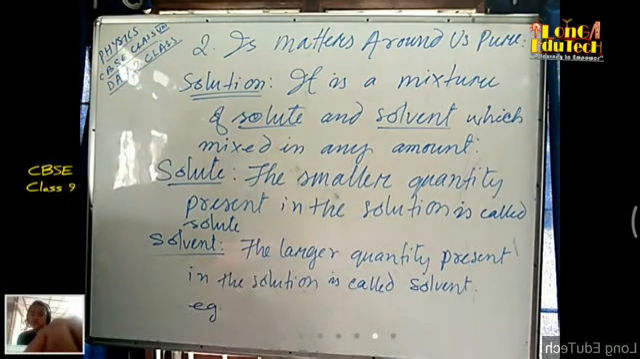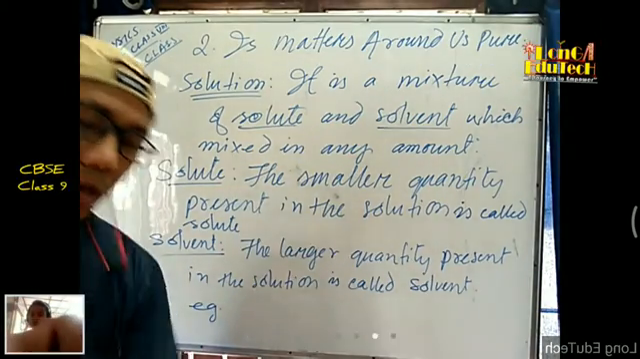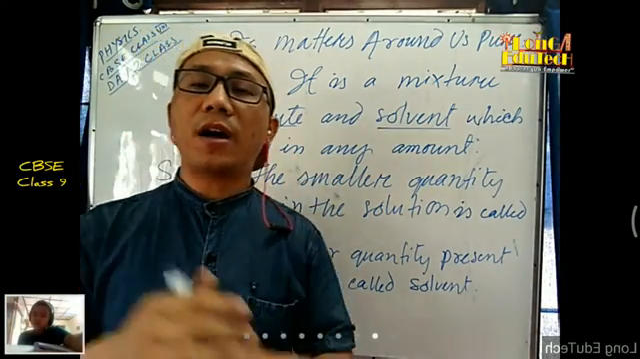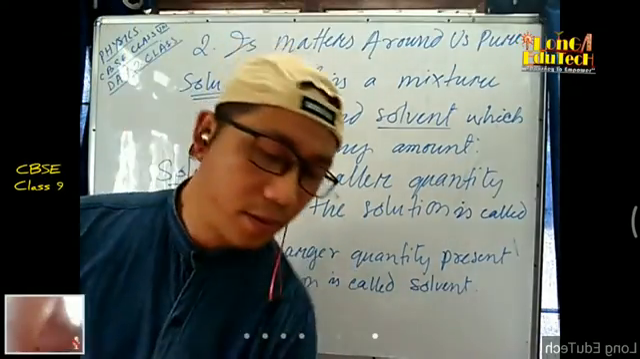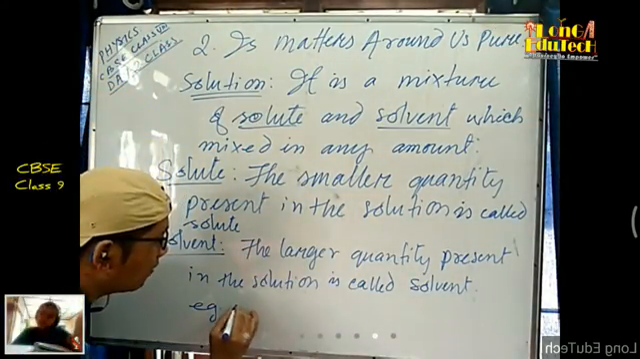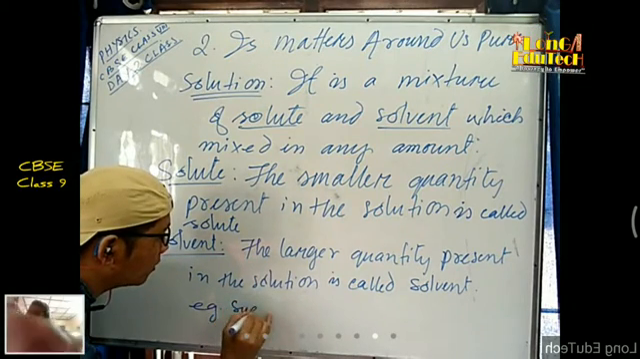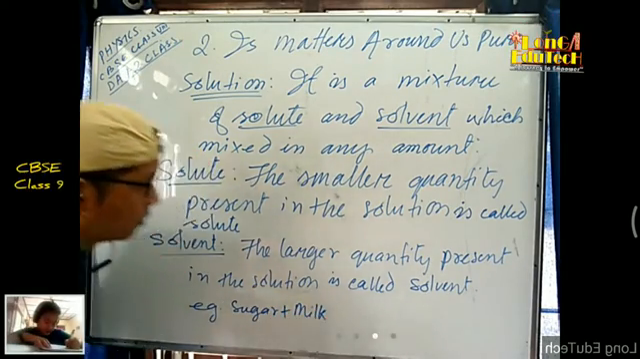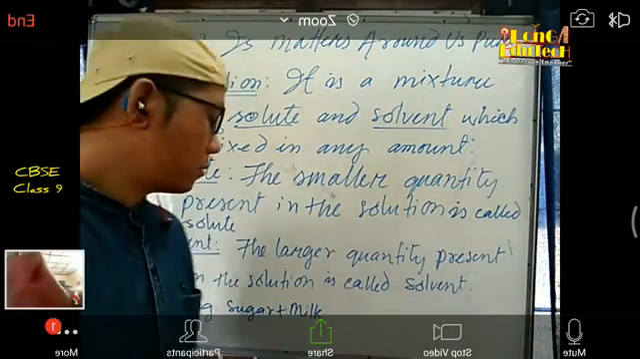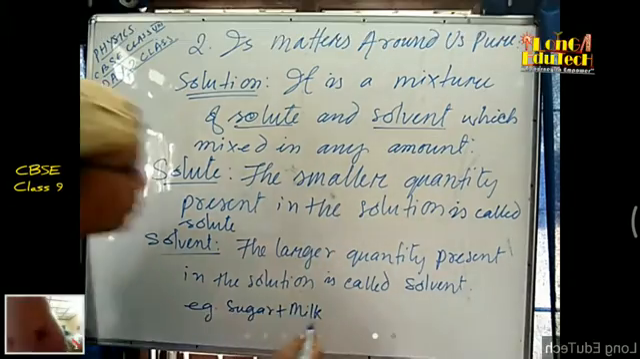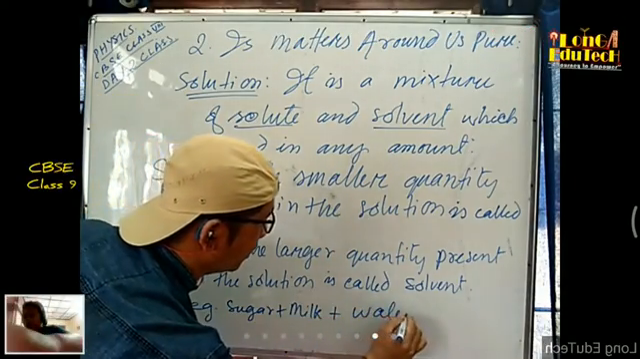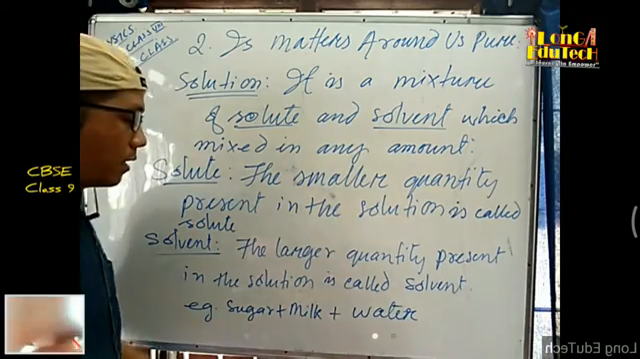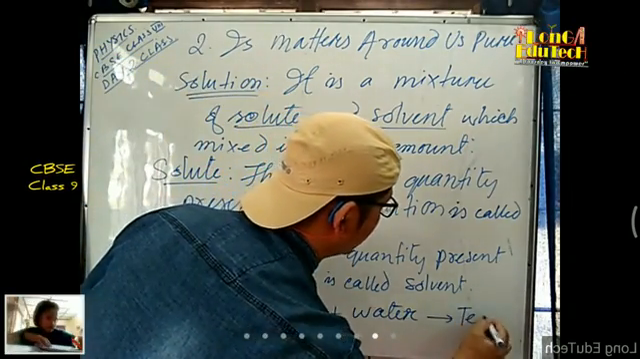The larger quantity present in the solution is called solvent. So I told you, it is a mixture of the solute and solvent. Solute may be of more than two components. Here we make the tea. In the tea we add the sugar plus the milk, plus we put water. Together it will make the tea.